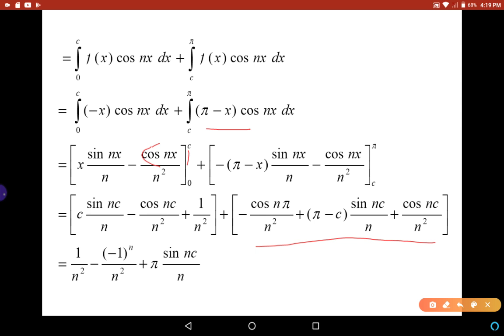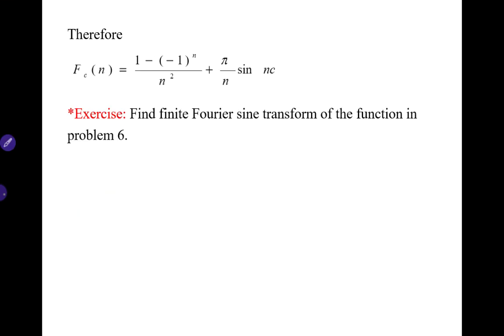So here minus c into sin nc by n and plus c into sin nc by n get cancelled, and of course minus cos nc by n square plus cos nc by n square gets cancelled, and we remain with 1 by n square. We have cos n pi here. Cos n pi is minus 1 whole power n, therefore it is minus 1 whole power n by n square, plus we have pi times sin nc by n. So this is the Fourier cosine transform of the given function: fc of n is 1 minus 1 whole power n by n square plus pi by n times sin nc.